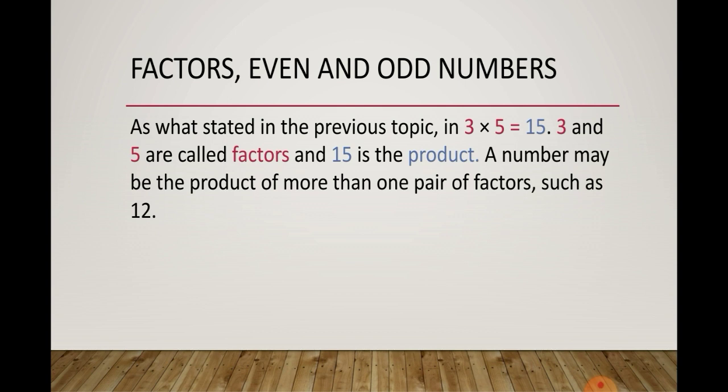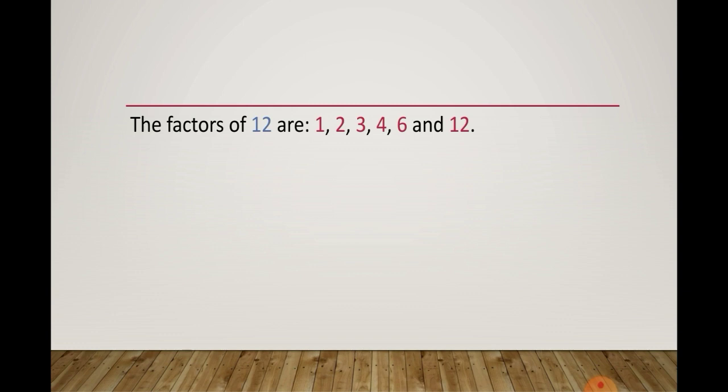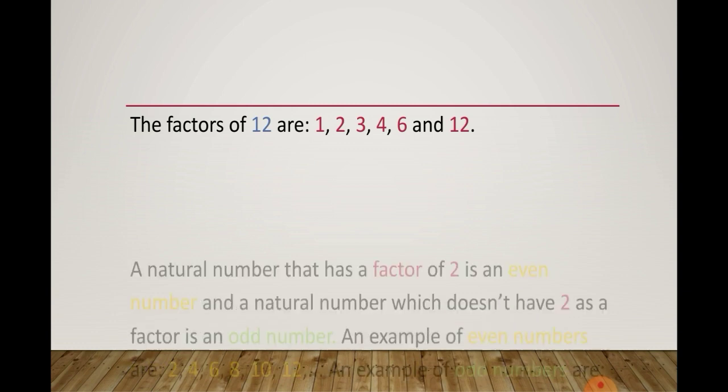A number may be the product of more than one pair of factors, such as 12. 12 has 3 pairs of factors: 1 times 12, 2 times 6, and 3 times 4. So the factors of 12 are 1, 2, 3, 4, 6, and 12.